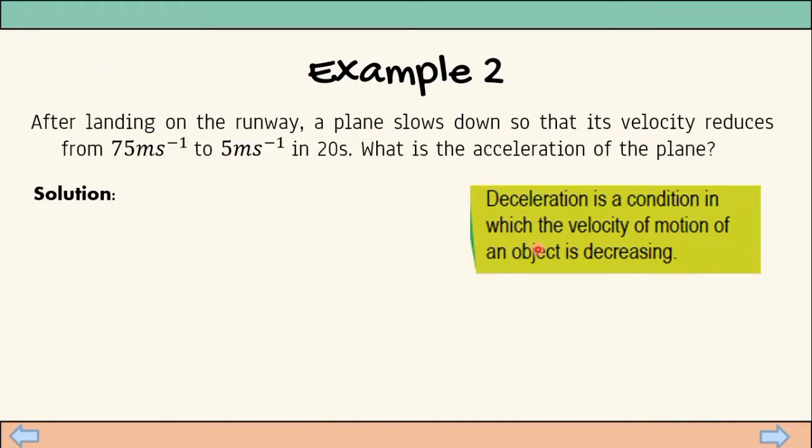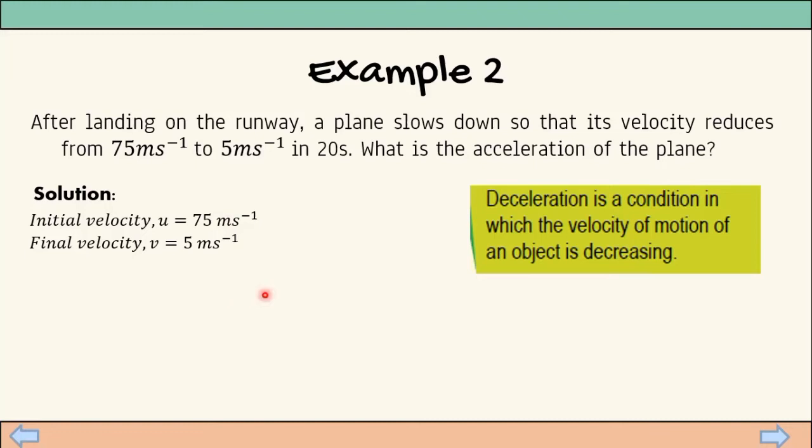Yeah. So first, what we can do is we list out all the information given in the equation, which is the initial velocity is 75 meter per second, and the final velocity is 5 meter per second. Why? Because the plane slows down. Maksudnya daripada kapal terbang tu dia bergerak, dia nak berhenti. Yang awal dia tinggi daripada yang akhir.